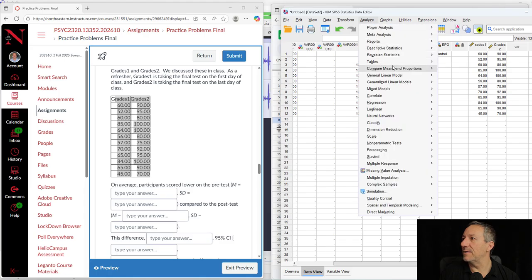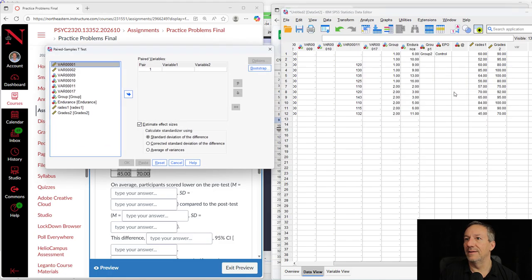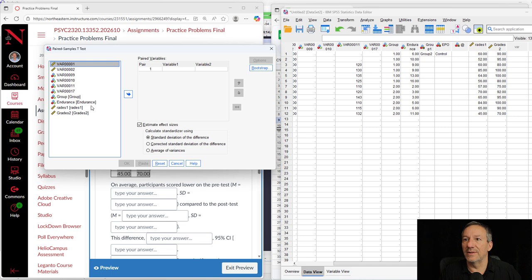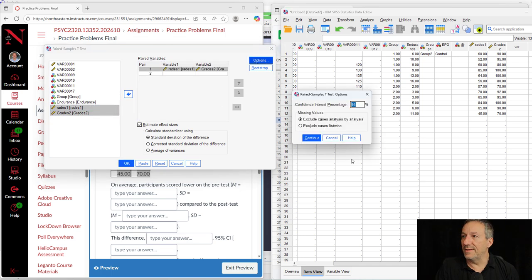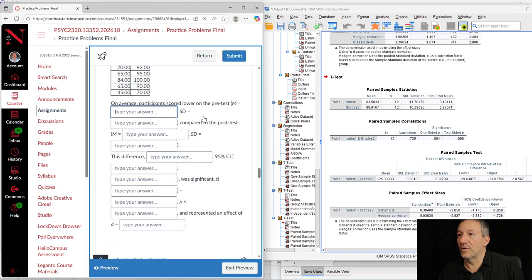Analyze, compare means, paired samples t-test. And we'll move those two variables over, grades and grades 2. Click options, change that to 90, click continue, click OK. On average, they scored lower on the pretest. So there's our means right there.